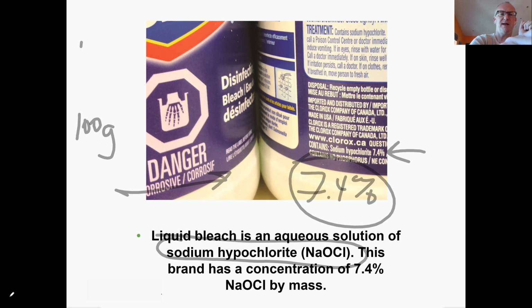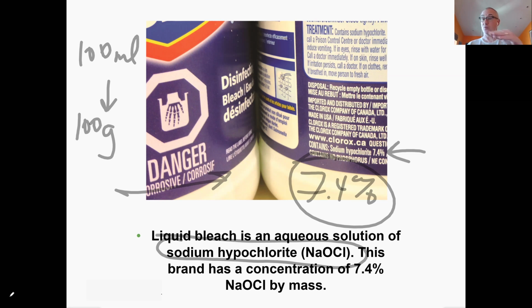So if I took 100 mL out, would that be 100 grams? That's right. So what other piece of information would I need in order to figure out how many grams of hypochlorite I have? I need another piece of information. What's the other piece of information I need? Density. That's right. I need to know what the density is.